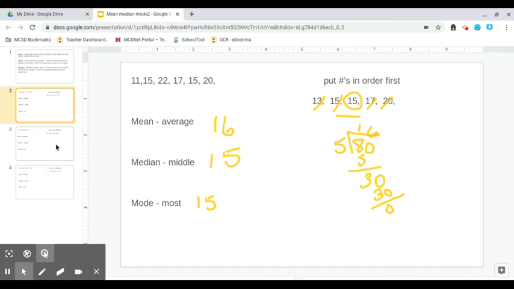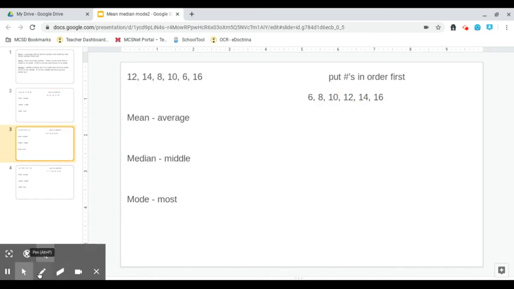Okay, next one. We have the data set of 12, 14, 8, 10, 6, and 16. I put them in order here. And so let's look: 6, 8, 10, 12, 14, 16. There's 1 of every number there. So if there's the same number of everything, we say there is no mode. This only occurs when all the numbers have the same amount, which they do here. There's 1 of everything.